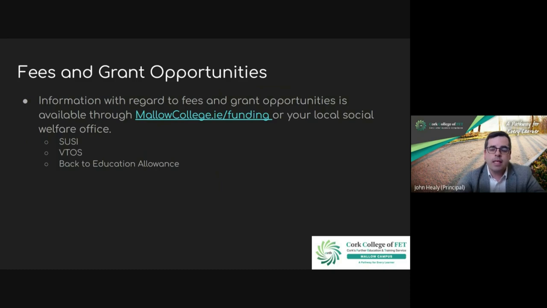In terms of fees, if you go to mallowcollege.ie/funding, you can check out the fees for each course and also the funding options that are available: SUSI, VTOS, and Back to Education Allowance.